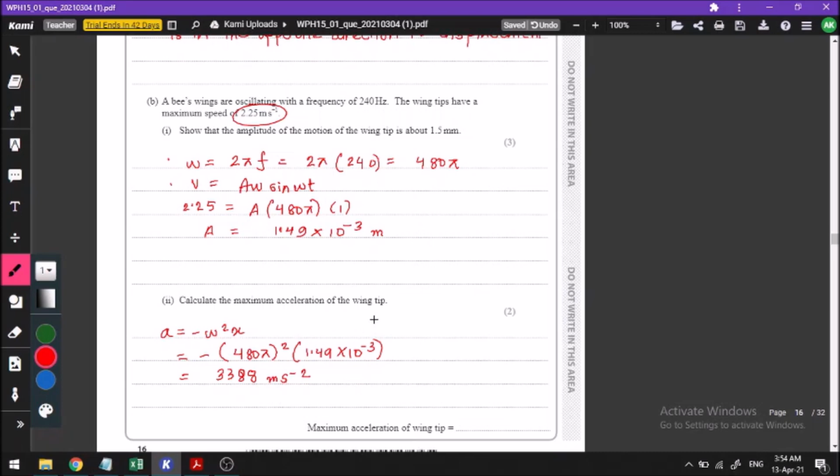For the maximum acceleration, we know that the maximum acceleration formula is minus omega squared x. So you input the value of omega that we found in part B1 and the value of x, and using those you can find the value of acceleration. Don't forget to write your answer over here along with the unit.